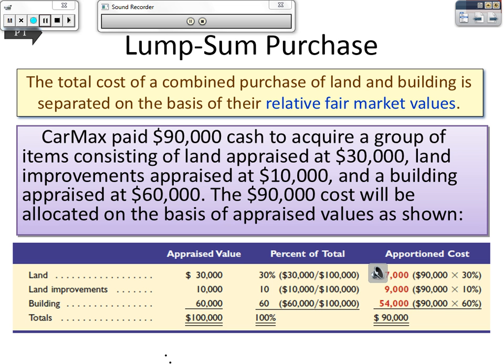Right. It may be a deal where a seller will say, you can't buy this building without also purchasing the land, or you can't buy this land without also taking this building that's on the corner. So they have to lump sum that into one purchase, right? Like this example that they gave you, CarMax paid $90,000 cash to acquire a group of items consisting of land appraised at $30,000, improvements appraised at $10,000, building appraised at $60,000 for a total of $90,000. It says the cost will be allocated on the basis of appraised value.